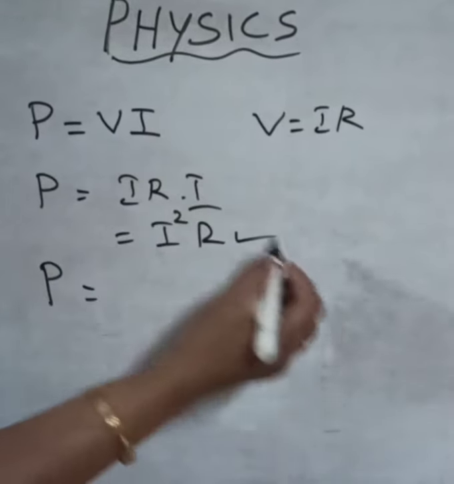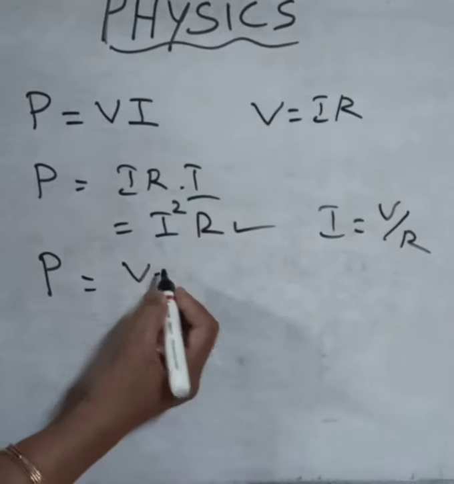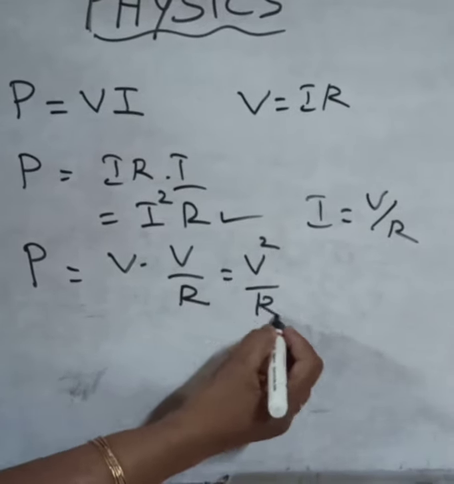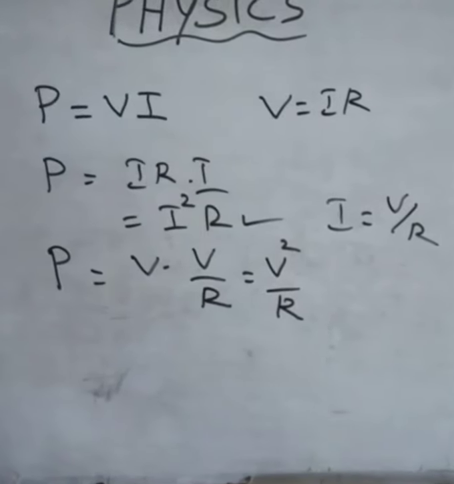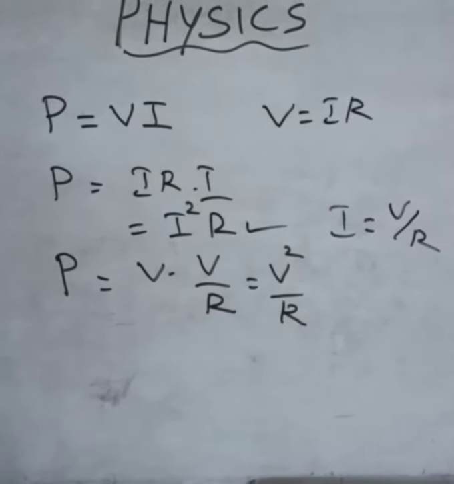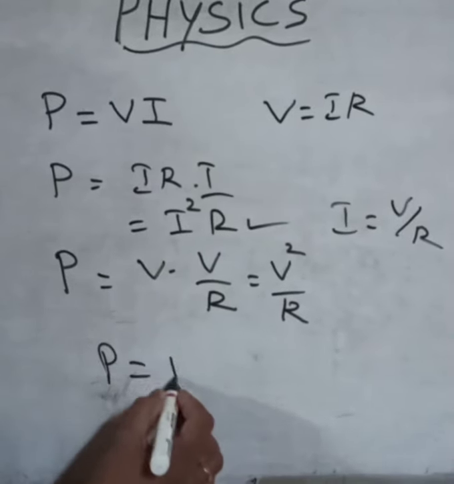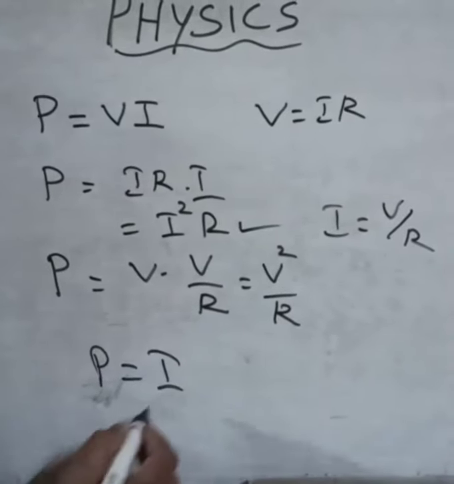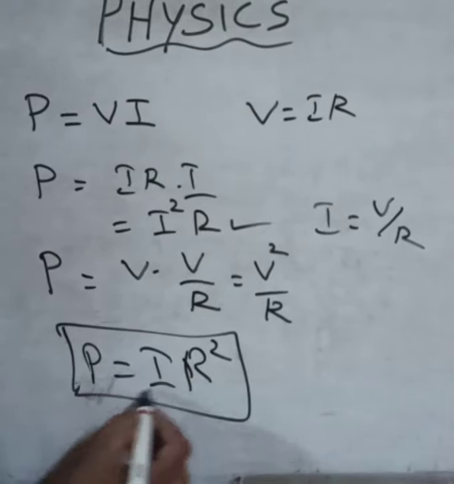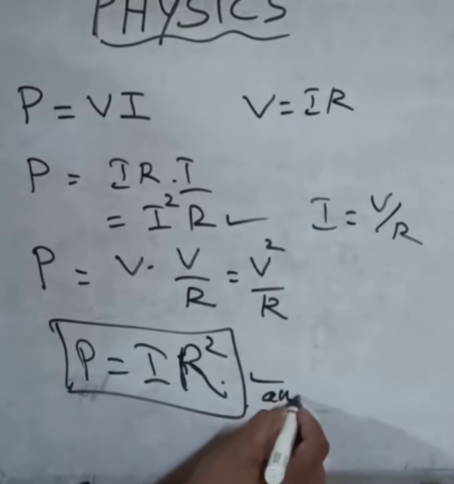Again, P is equal to V into I, and I is equal to V by R. So V into V by R, that is equal to V squared by R. So I squared R and V squared by R are there. So which formula is not there? P is equal to I into R square. This formula is not there for power. So this is the answer. Okay.